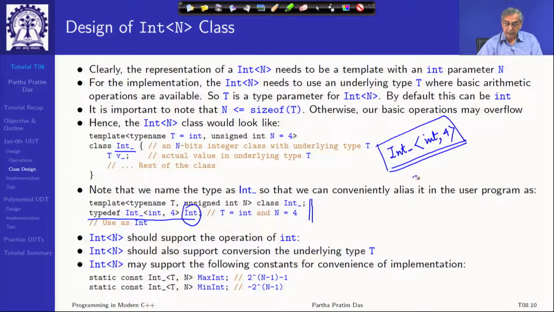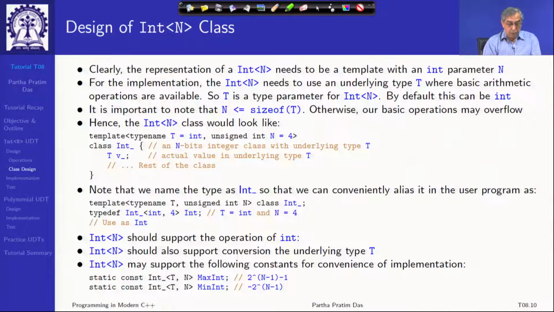whatever. I mean, if the underlying type is intended to be short and the number of bits is 8, then the user could write it like this and typedef it to int, so that int can be used. In addition we will also define two static constants, the max int and min int, because I will need them for the implementation.